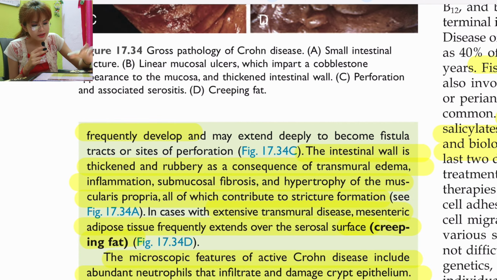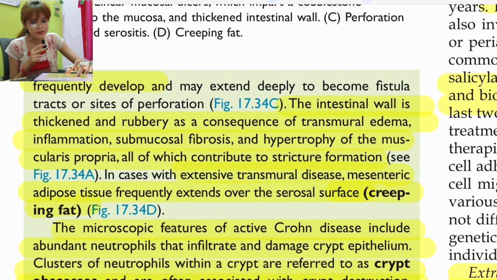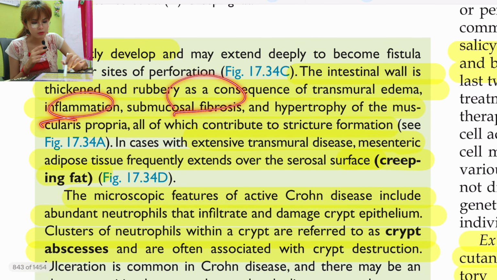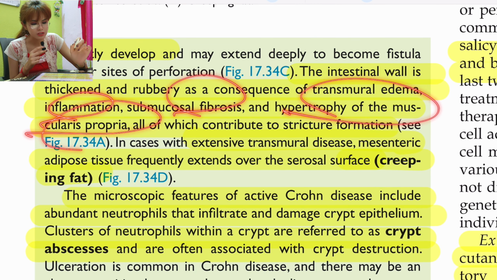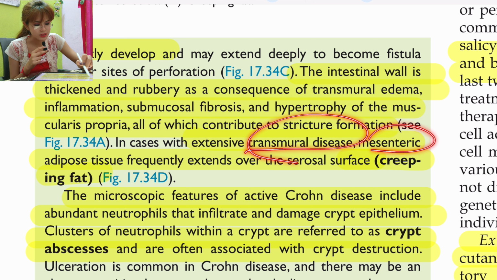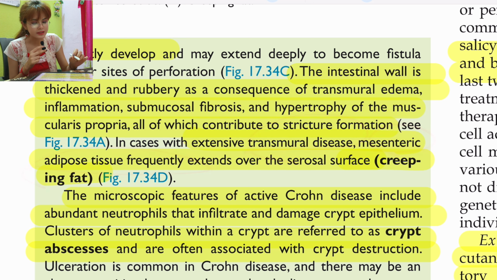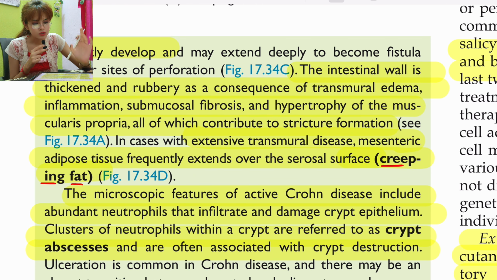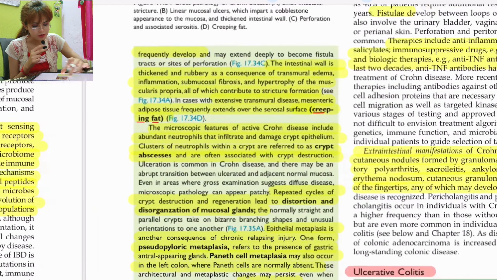Fissures frequently develop. The intestinal wall is thickened and rubbery as a consequence of transmural edema, inflammation, submucosal fibrosis, and hypertrophy of the muscularis propria, all of which will contribute to stricture formation. With extensive transmural disease, the mesenteric adipose tissue frequently extends over the serosal surface, known as creeping fat. So very, very important point. So cobblestone appearance and creeping fat are the two most important points that we have learned just now.